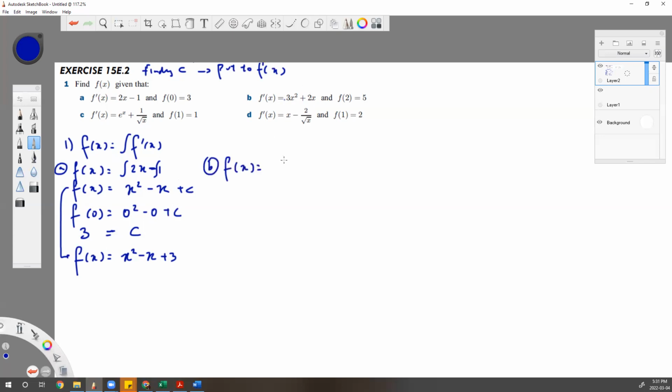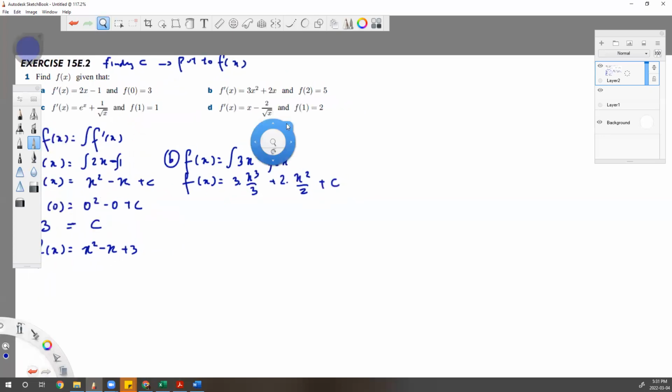For part B, f(x), you do the regular integration. So 3 times x cubed over 3 plus 2 times x squared over 2 plus c. And f(2) equals 5. So you can cross out like this. f(2) equals 2 cubed plus 2 squared plus c. And the f(2) value equals 5. Change f(2) to 5.